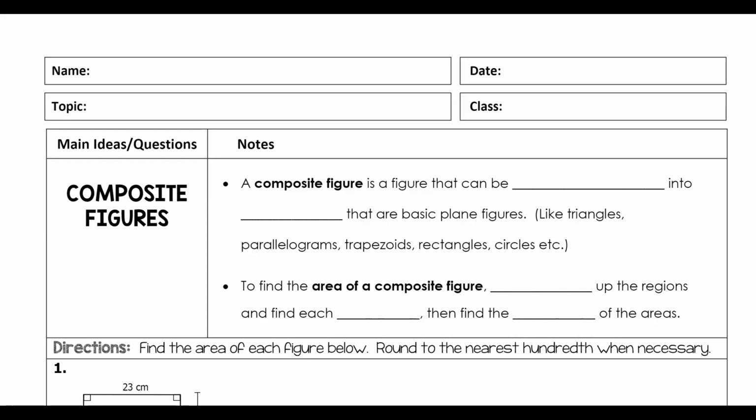This is Mr. Martin. In these notes, we're going to talk about composite figures. So we're going to be taking our plane figures that we've been working with, and we're going to be combining them into more complex shapes. So let's go ahead and get started.